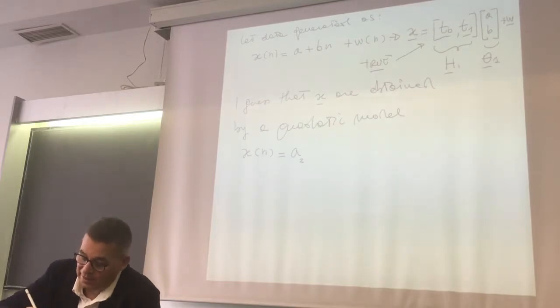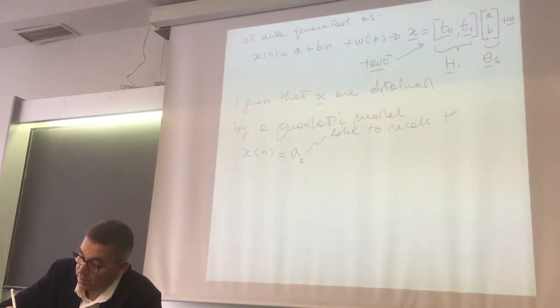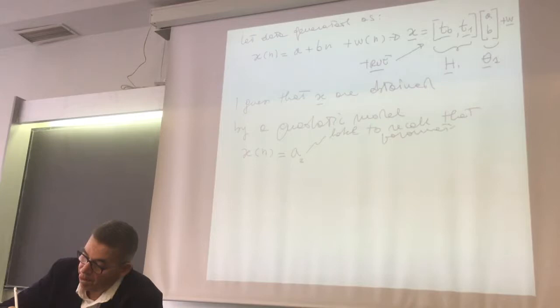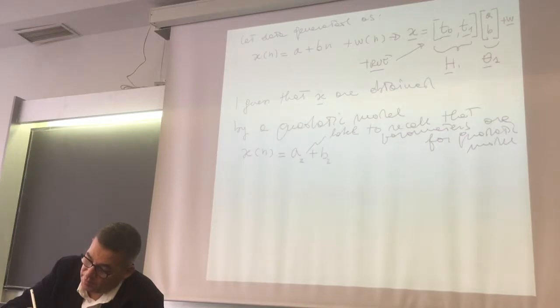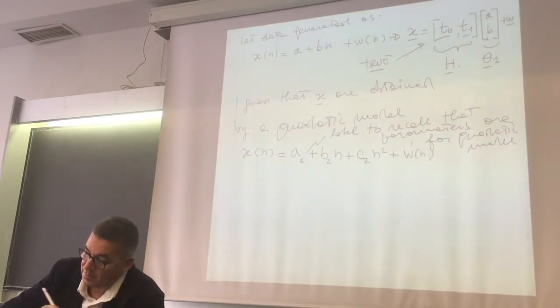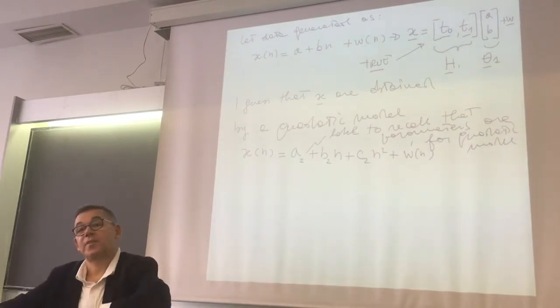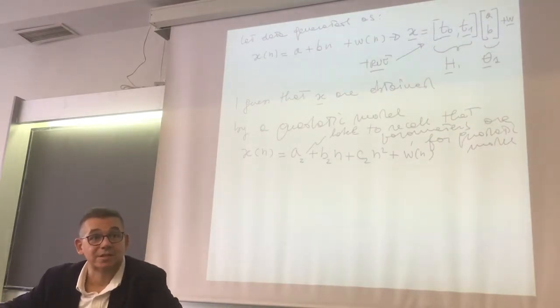So this is a label to recall that the parameters are for the quadratic model. So I have x[n] = a2 + b2 n + c2 n squared + w'[n], because w is not the same. The only thing that is the same is x, the data.